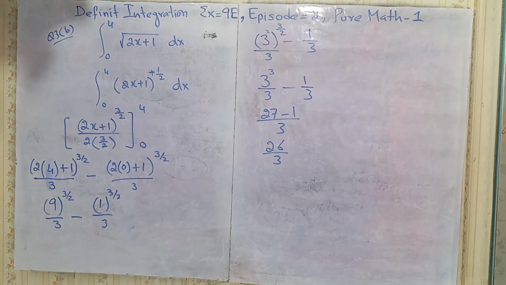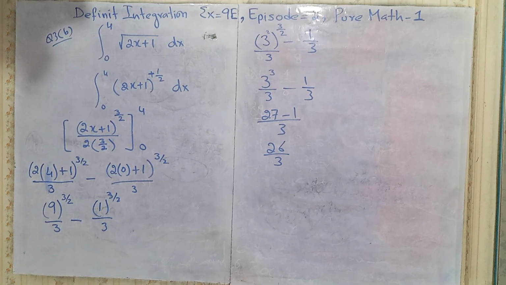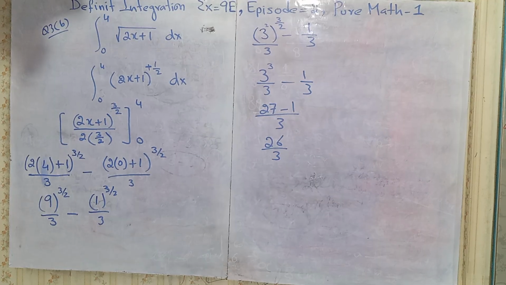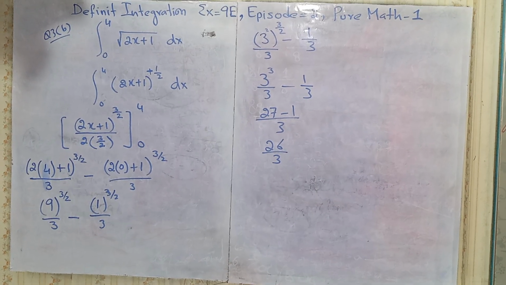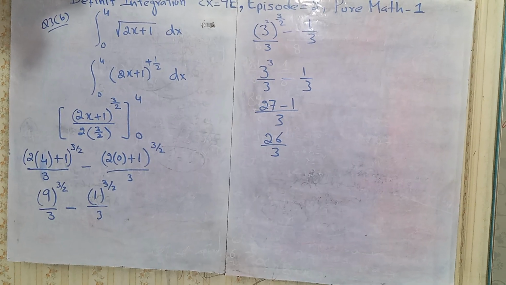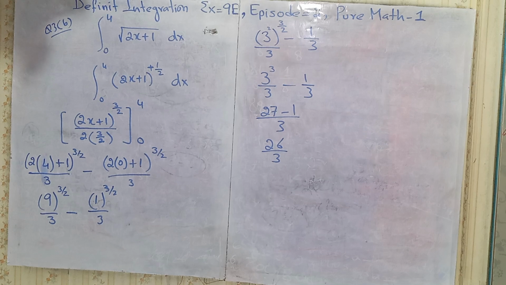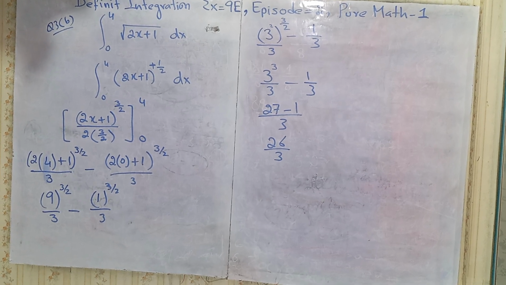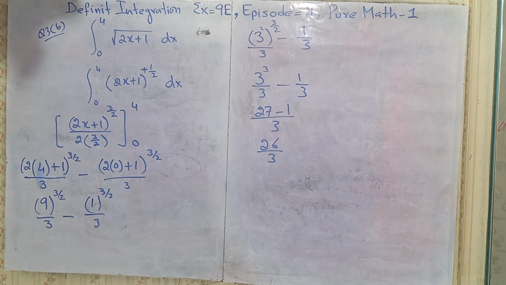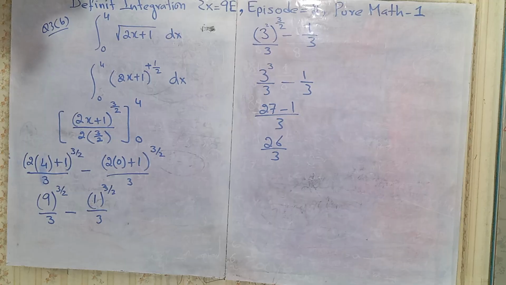Now in place of x I will substitute 4. So we have written 2 into 4 plus 1 whole raised to power 3 by 2 divided by 3, minus 2 into 0 plus 1 whole raised to power 3 by 2 divided by 3. So 2 fours are 8, 8 plus 1 is 9, 9 raised to power 3 by 2, and 2 into 0 is 0 plus 1, so you will have 1 raised to power 3 by 2 divided by 3. Then in place of 9, I can write 3 square. So 3 square raised to power 3 by 2 divided by 3 minus 1 by 3.